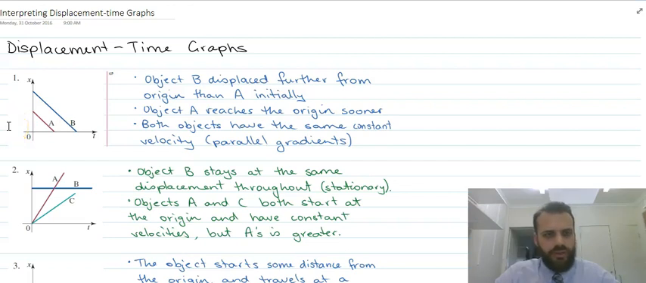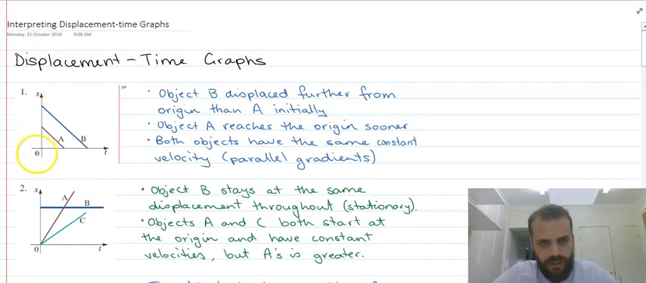Alright, so in this video I'm going to be interpreting displacement time graphs. Now you really need to be comfortable looking at these graphs and understanding what they mean. All of these are going to be displacement time, so time on the x-axis, displacement on the y-axis. So the first graph here, time, distance.